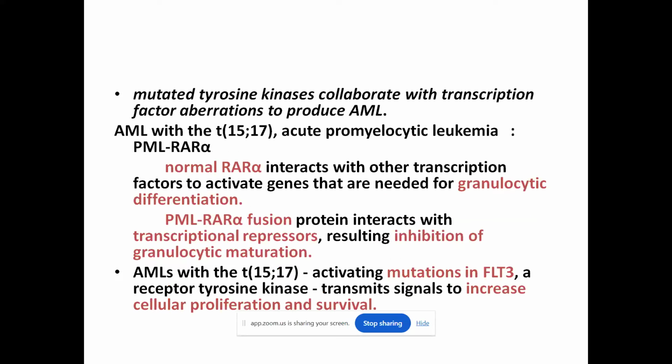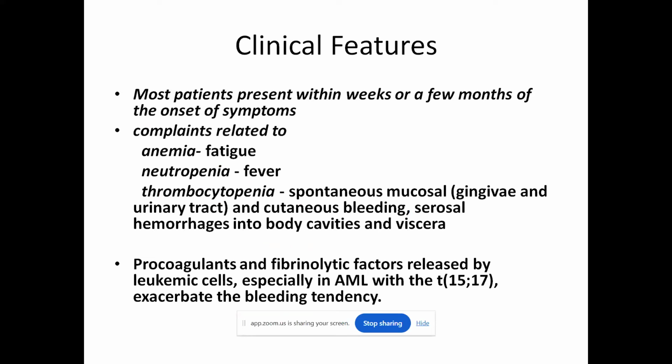Like that, normal RARA is needed for granulocytic differentiation. Due to the PML-RARA fusion, this differentiation will be affected here. And the mutations in FLT3 produce an increase in cellular survival and proliferation. So all these genetic abnormalities help in the proliferation of the myeloblasts and other blast cells.